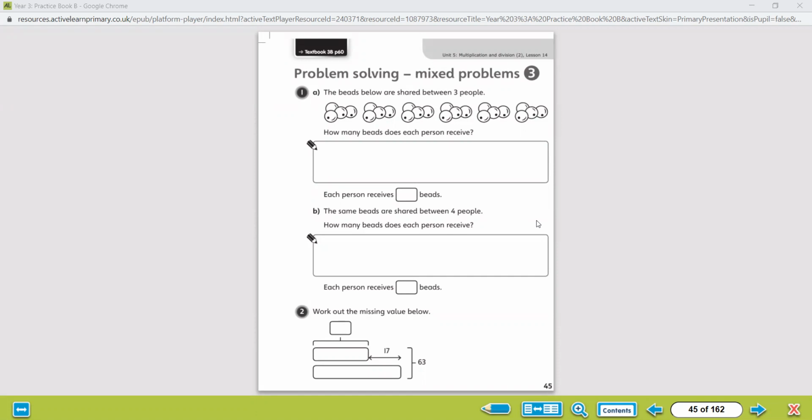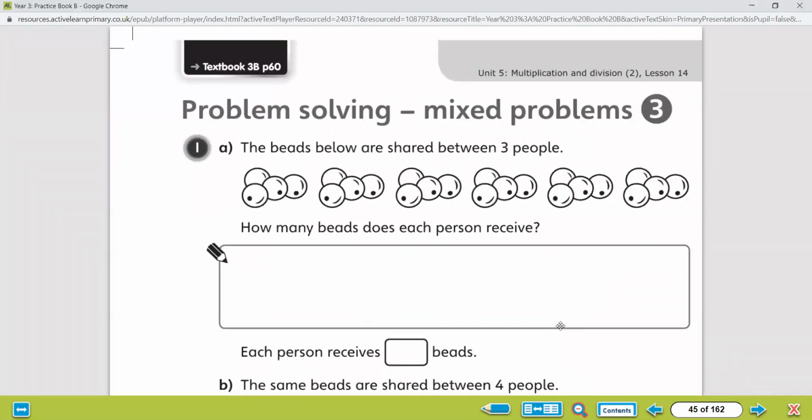So we've got another lesson of problem solving, and problem solving is tricky, but I'm sure we can do it. So let's have a look at question 1. Question 1 says the beads below are shared between 3 people. How many beads does each person receive?